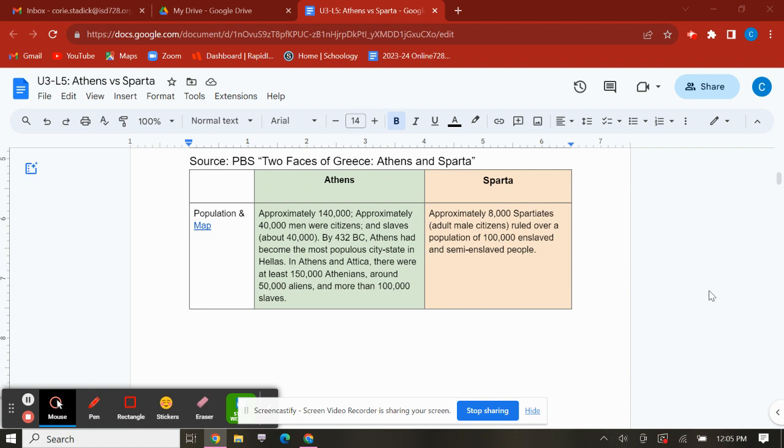On the Athens side, there are approximately 140,000 people. Approximately 40,000 men were citizens, and slaves about 40,000. By 432 BC, Athens had become the most populous city-state in Hellas. In Athens and Attica, there are at least 150,000 Athenians, around 50,000 aliens, and more than 100,000 slaves. Approximately 8,000 Spartans, who are adult male citizens, ruled over a population of 100,000 enslaved and semi-enslaved people.